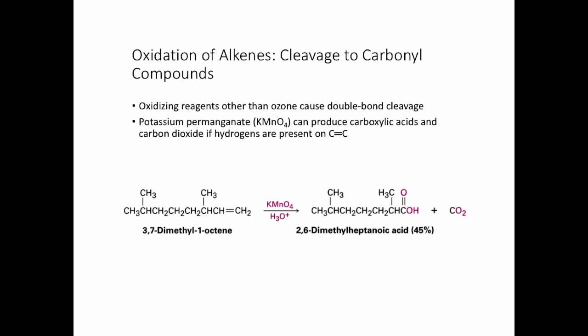There's another reagent that will cleave alkenes, and it's KMnO4 in the presence of acid, potassium permanganate. And this will actually produce carboxylic acids and carbon dioxide if hydrogens are present on the carbon-carbon double bond. So notice here, we're going to cleave right down the center of that double bond, but this carbon of the alkene has a hydrogen, so it's not going to stop at the aldehyde. It's actually going to get oxidized all the way to the carboxylic acid functional group. And then this carbon has two hydrogens, so it ends up being oxidized all the way to carbon dioxide.